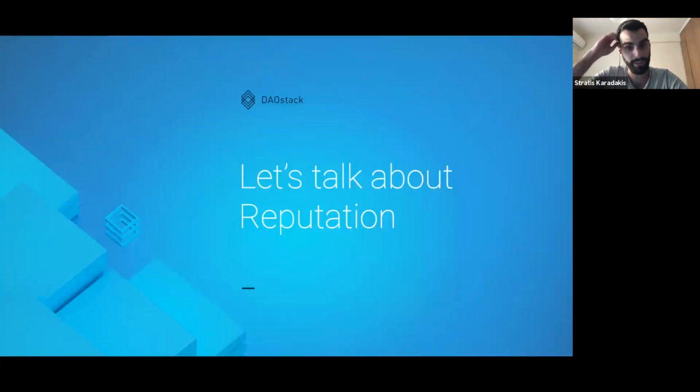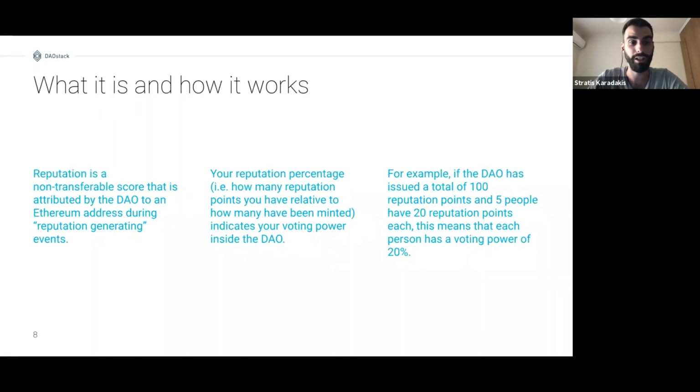So let's talk about reputation, which is the cornerstone of the entire application and the way the system works. Reputation is essentially a non-transferable score that is attributed by the DAO to an Ethereum address during reputation generating events. And we will discuss specifically what these events are. Your reputation percentage, which means how many reputation points you have relative to how many have been minted in total, indicates your voting power inside the DAO. As a concrete example, if the DAO has issued a total of 100 reputation points and 5 people have 20 each, this means that each person has a voting power of 20%.